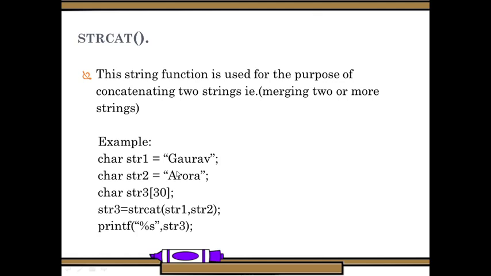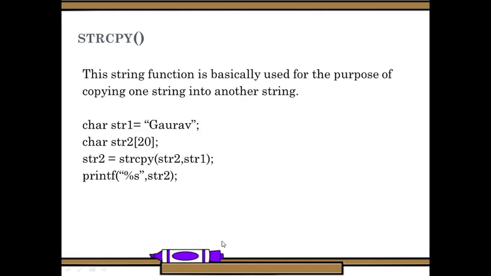Then we have string concatenation. This string function is used for the purpose of concatenating two strings. Concatenation means combining or merging the two strings. Here, for example, string 1 is Gaurav, string 2 is Aurora. Then string 3 we are using to hold the result. String concatenation of string 1 and string 2, and string 3 holds Gaurav Arora as a result.